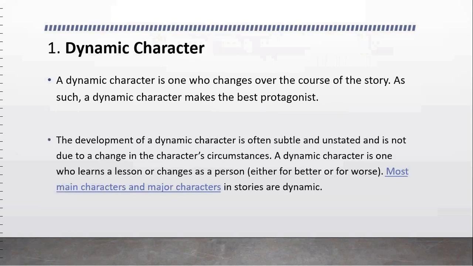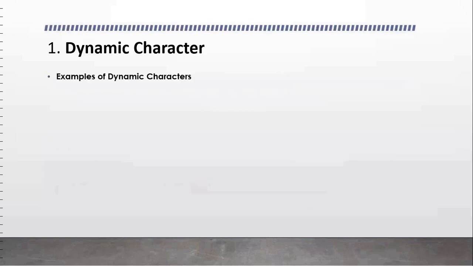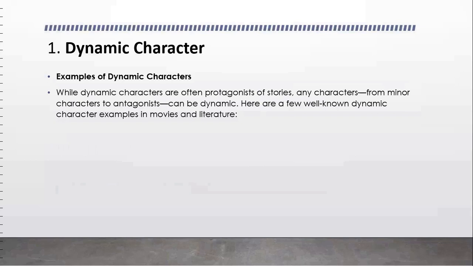The development of a dynamic character is often subtle and unstated, and is not due to a change in the character's circumstances. A dynamic character is one who learns a lesson or changes as a person, either for better or for worse. Most main characters and major characters in stories are dynamic. Examples. While dynamic characters are often protagonists of stories, any character from minor characters to antagonists can be dynamic.